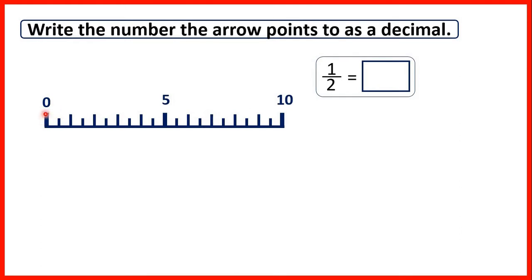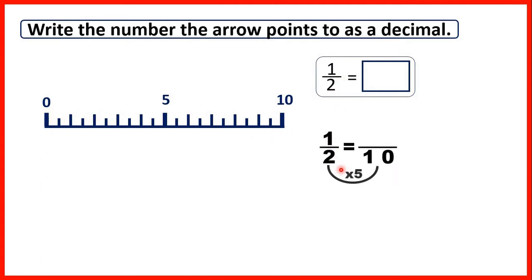Now, if we look at this number line, we have some longer lines and some shorter lines. Let's look at the longer lines first. To get from 0 to 5, we have 5 longer lines. Notice 0, 1, 2, 3, 4, 5. So these longer lines must represent whole numbers. And that means the shorter lines must be halves, because they're halfway between the longer lines.